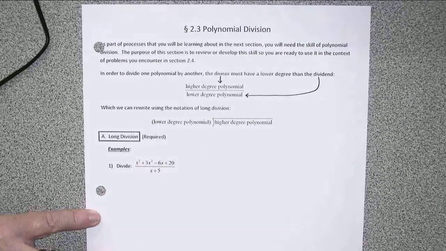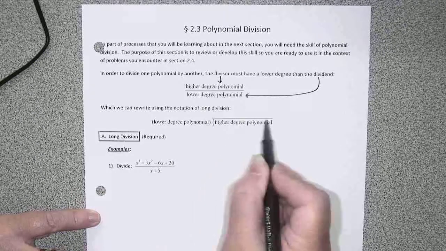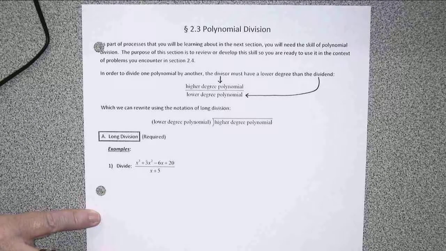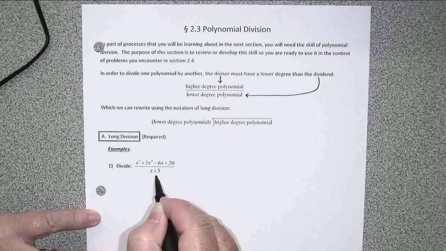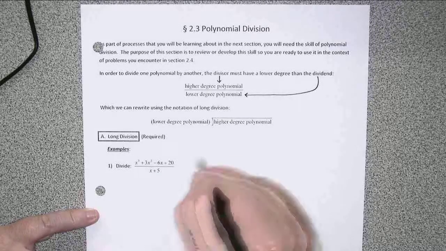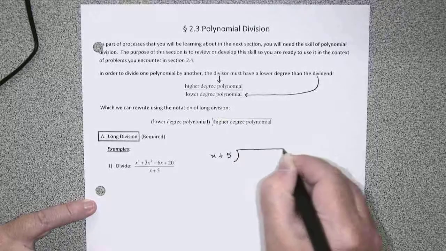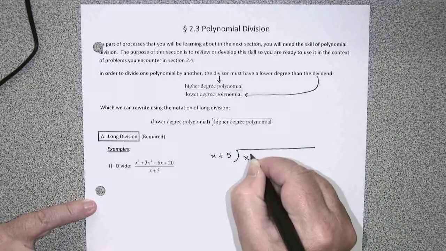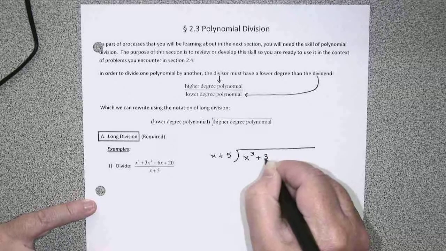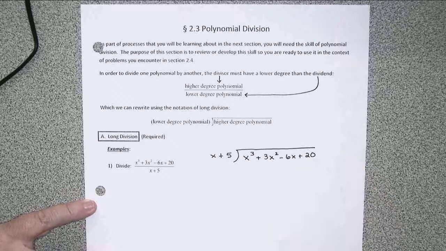We will rewrite this using the old long division format that you probably learned way back in elementary school. The lower degree polynomial divided into the higher degree polynomial. Let's go ahead and practice this long division process using the example in number 1. I'll take the bottom one, the one with the lower degree, which is x plus 5, and say I'm going to divide that into x cubed plus 3x squared minus 6x plus 20.